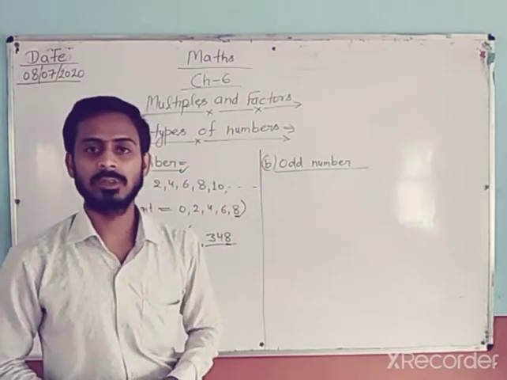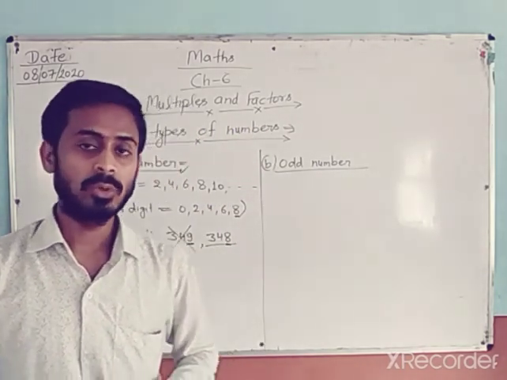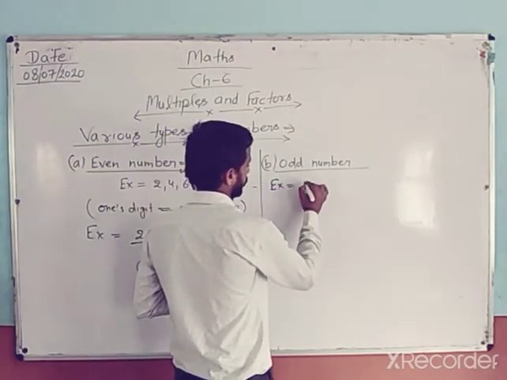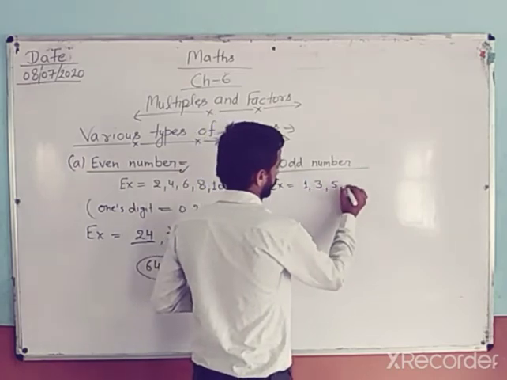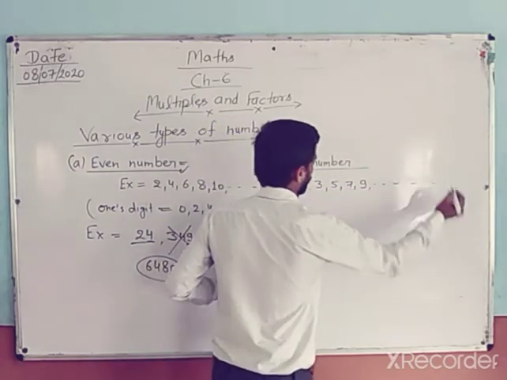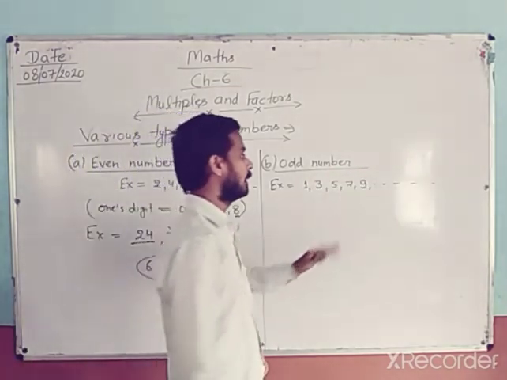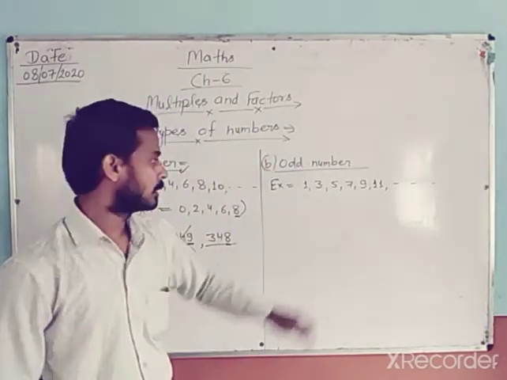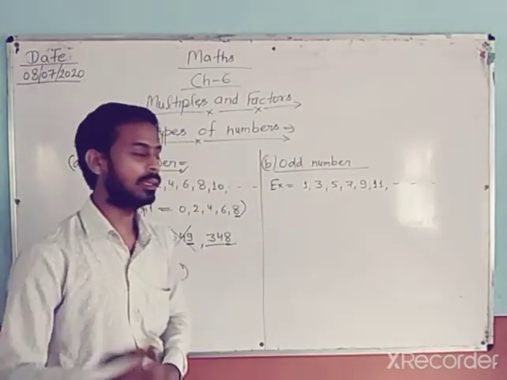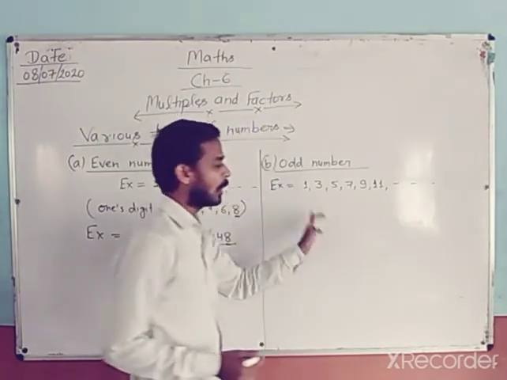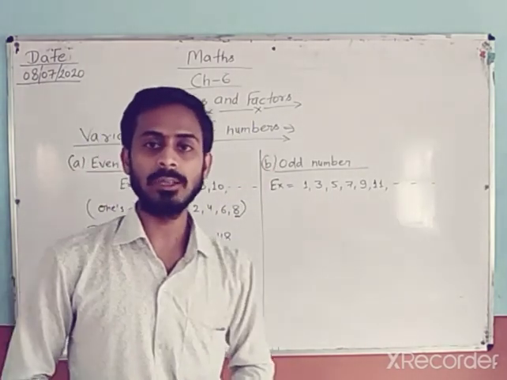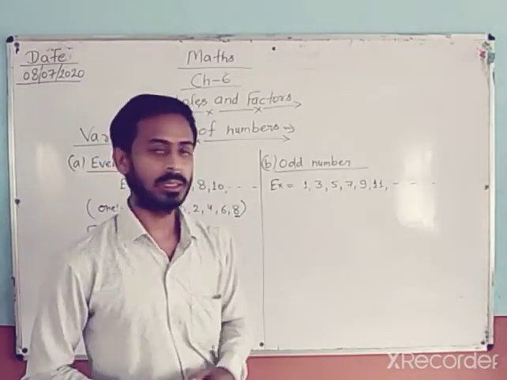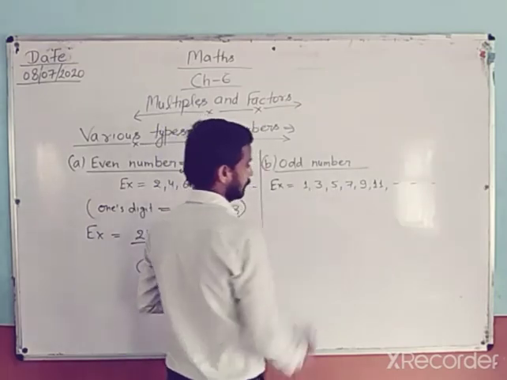The whole number which is not exactly divisible by 2, then the number is odd number. See the example: 1, 3, 5, 7, 9, 11 and so on. Okay. So these are odd numbers. Because this number is not divisible by 2 completely or exactly. It means if we divide this number by 2, then we will get some remainder.